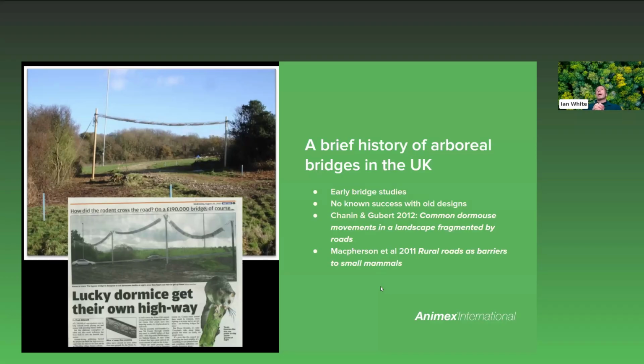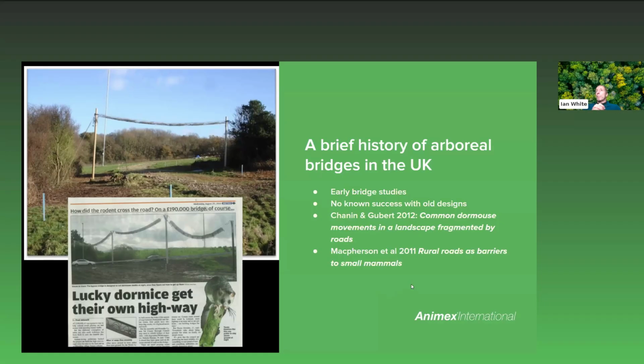The only problem with that was that there was no indication at all. They didn't do any work surrounding that site as to how high the population density of dormice was surrounding that survey site. And it may well have been that all the available niches for dormice were fully occupied, and dormice were being forced to cross the road.